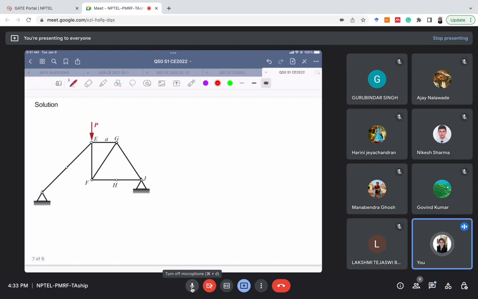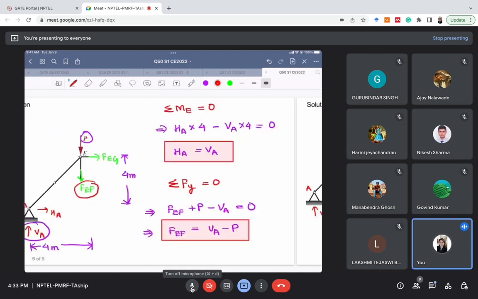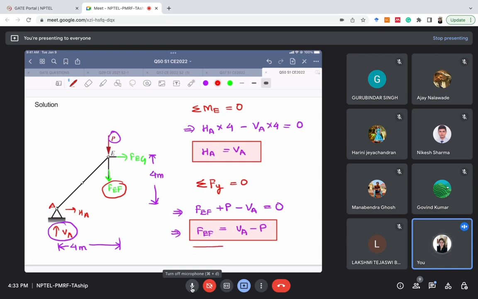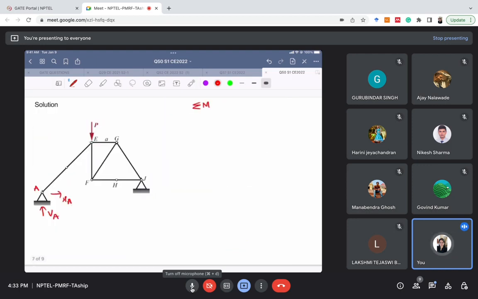So let's see how we can find the value of VA now. Now we'll take the entire truss. This is A. Let's call it VA. It is HA. Now we will take the summation of moment. I've said that if we get the value of VA somehow, we will be able to find the value of FEF, right? So our target is to find the value of VA now. We'll take a moment about point J, summation of moment about point J as 0.